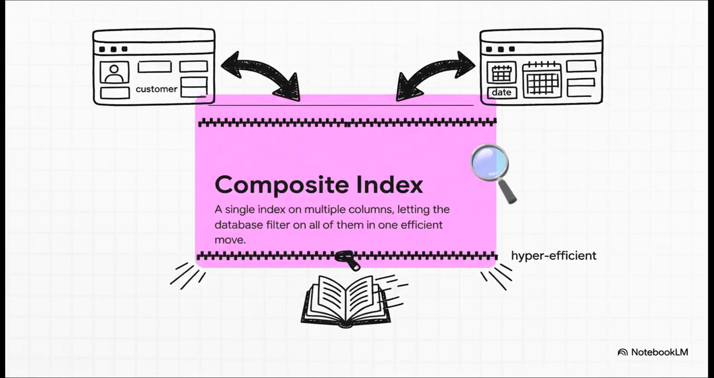This is where we unleash the ultimate weapon, the composite index. Instead of two separate, kind of helpful indexes, we create one single, super powerful index that includes both columns.